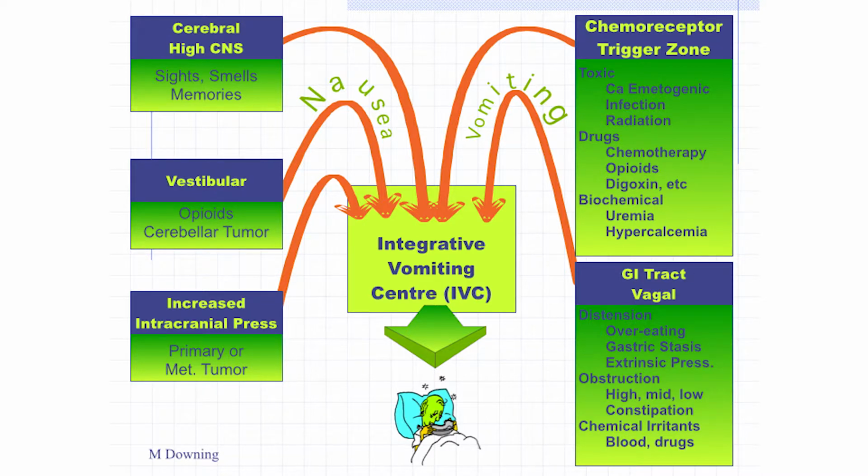This is partly to help you understand that complicated nausea is actually more difficult and more complicated than pain. I would rather have a difficult pain patient to try and sort out than a difficult nausea patient. It's a harder symptom. So the main areas: chemoreceptor trigger zone, integrative vomiting center, GI tract. Those are the main ones we deal with on the right-hand side, and sometimes in the other areas. There are lists of causes underneath those.